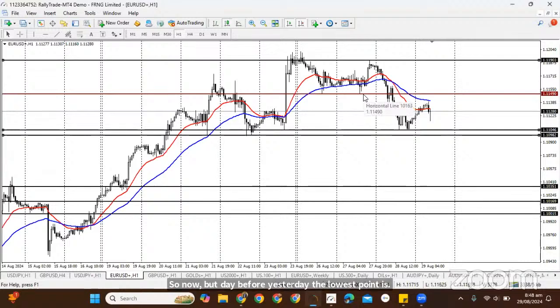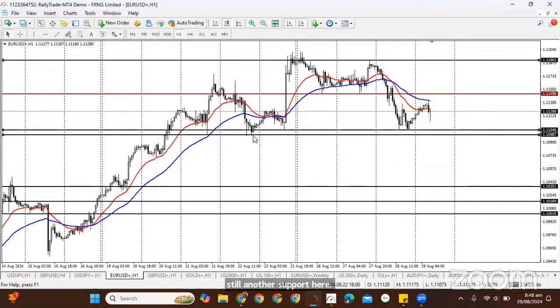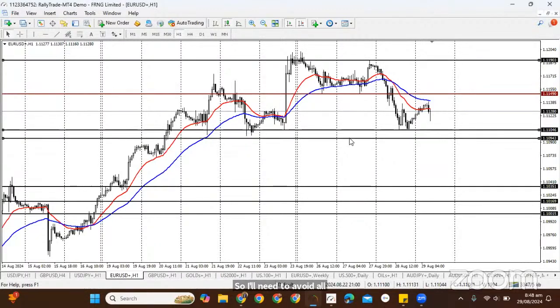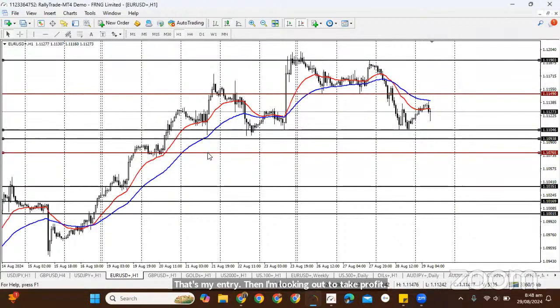So now, two things. If I'm to set a pending order, then I'm looking out for somewhere below yesterday's low. And if you check very well, there's still another support here. So I'll need to avoid all these liquidities I'm seeing here. Put my entry like this. Okay, that's my entry. Then I'm looking at take profit, not too far. Please, your take profit should be a reference to a support or a resistance, right? Your take profit should be a reference to support or resistance.